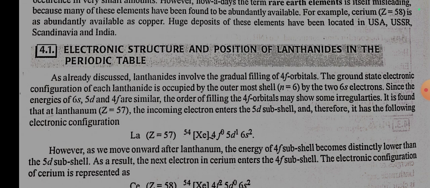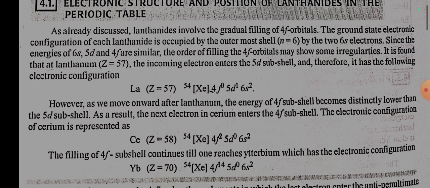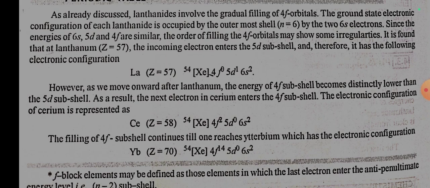It is found that at lanthanum, Z equals 57, the incoming electron enters the 5d subshell and therefore it has the following electronic configuration: La, Z equals 57, [Xe] 4f0, 5d1, 6s2. However, as we move onward after lanthanum, the energy of the 4f subshell becomes distinctly lower than the 5d subshell. As a result, the next electron in cerium enters the 4f subshell. The electronic configuration of cerium is represented as Ce, Z equals 58, [Xe] 4f2, 5d0, 6s2.